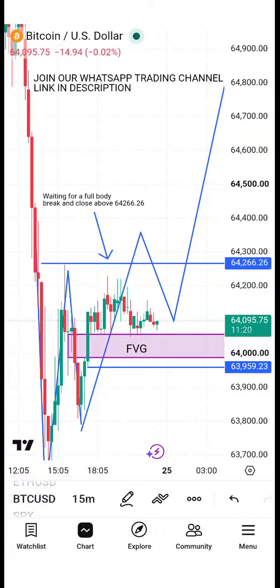But for now, we are just monitoring. We are watching. We are waiting for the entry and exit point.